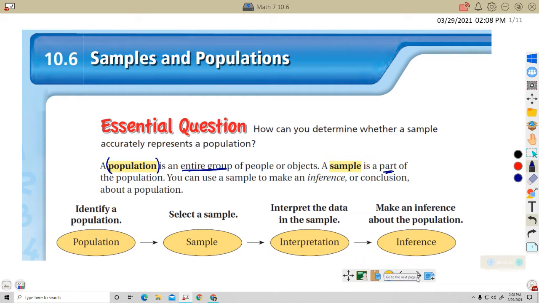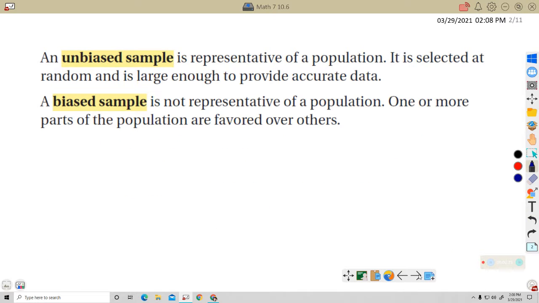Okay. Let's take a look at some examples here. Oh, no, sorry, more vocabulary. What was I thinking? Unbiased sample. Okay, it's representative of a population. It is selected at random and large enough to provide accurate data.